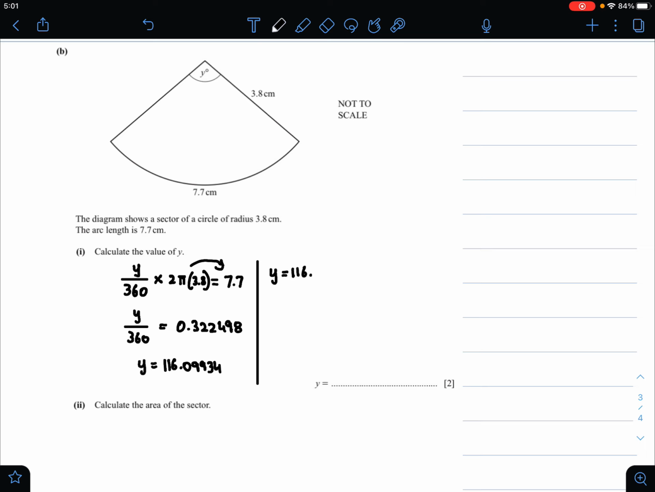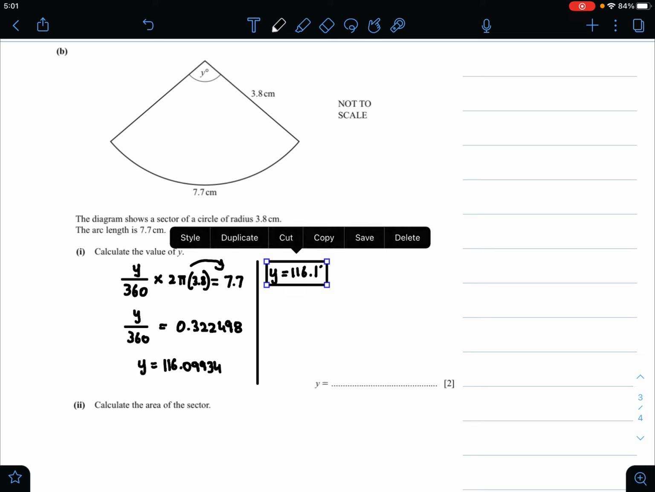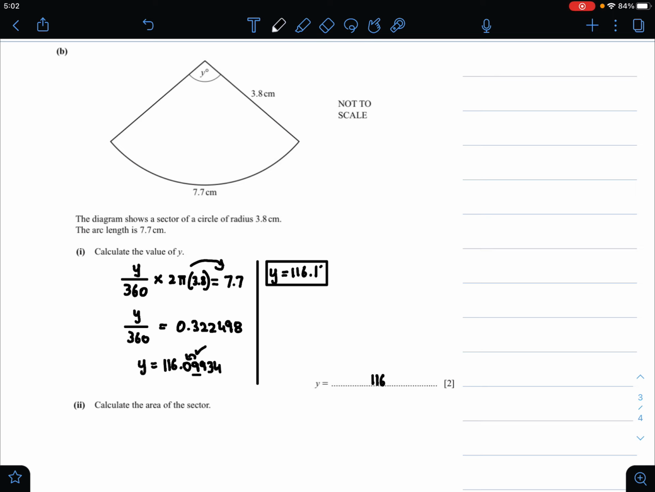So not 3 significant figures, my bad, because for an angle you generally want to give up to 1 decimal place. So your final answer would be 116.1 degrees. Now this is because the second decimal place in this case, which is 9, is greater than or equal to 5. So it will round off your first decimal place to the next number. Therefore 116.1 degrees will be our final answer for part B1 of this question.